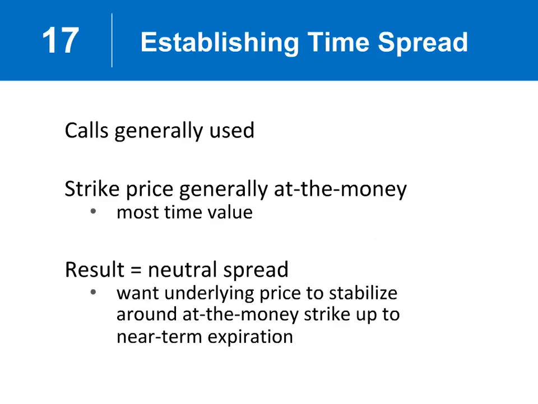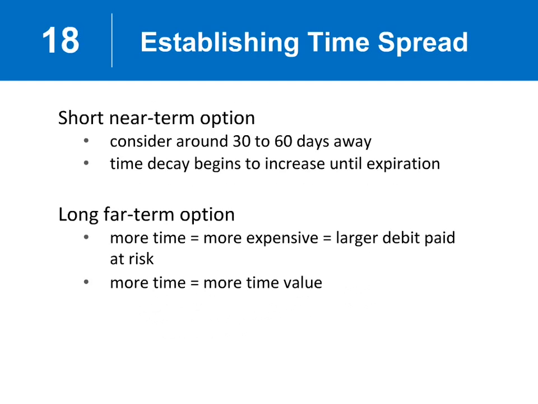Slide 18 talks about short-term options, and typically anywhere from the weeklies to 30 or 60 days out are the options that are going to be sold. Time decay, as we mentioned, does really begin to increase in that window between 45 and 30 days of expiration. Longer-term options are obviously going to be more expensive because the more time we buy, the more expensive the option's going to cost.